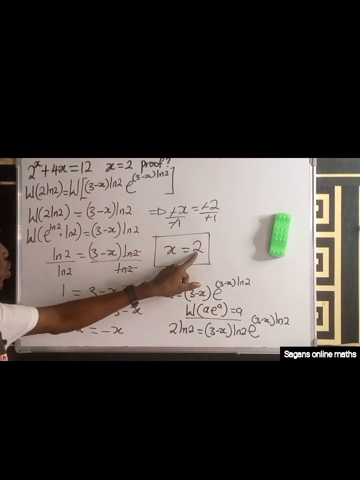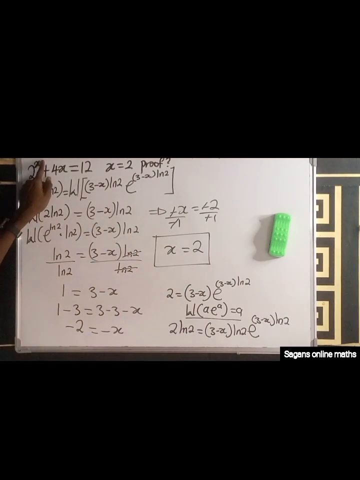So that means if x is 2, 2 to the power of 2 will give us 4. 4 times 2 is 8, and 8 plus 4 will give us 12. This is perfect and amazing.